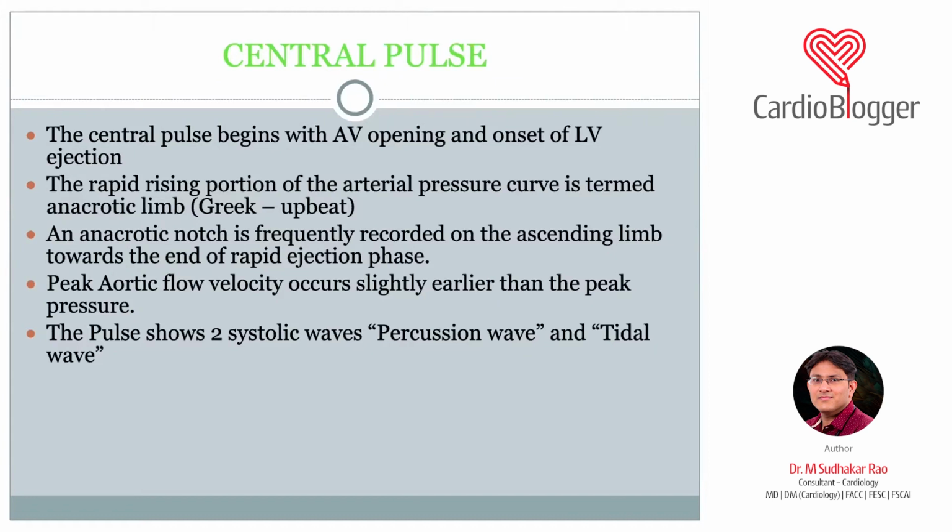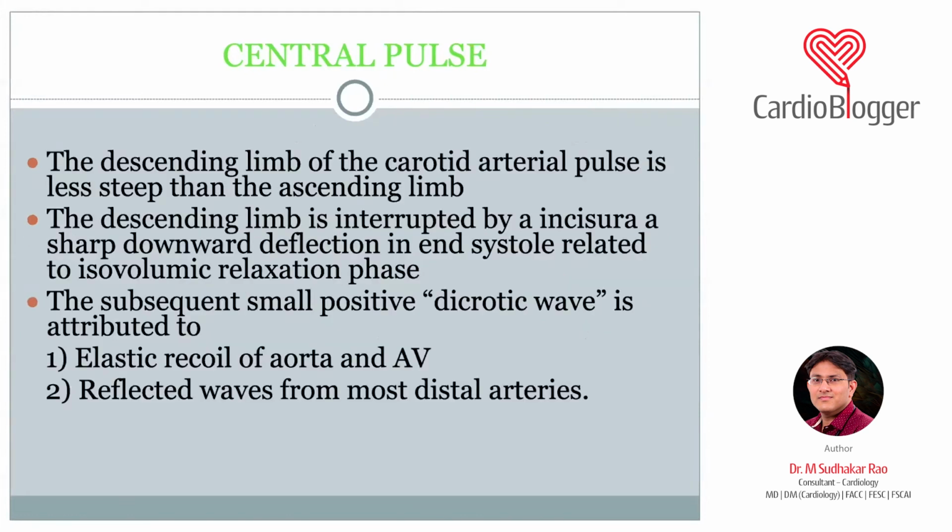It is usually a phonocardiographic finding and is usually accentuated in patients with aortic stenosis because we have a slow rising and a late peaking pulse. Also, the pulse has two systolic waves, that is the percussion wave and the tidal wave. The descending limb is less steep than the ascending limb. We already saw that the ascending limb is very steep, a fast upward slope, but the downward slope, the descending limb, is less steep, and it is interrupted both by an incisura and by a dicrotic notch. As I already told you, the dicrotic wave is due to reflected waves from the distal arteries and by the elastic recoil of the aorta.